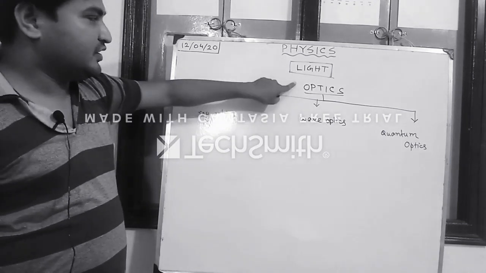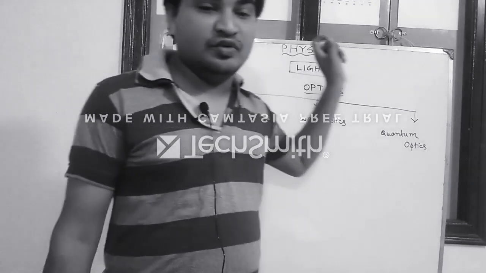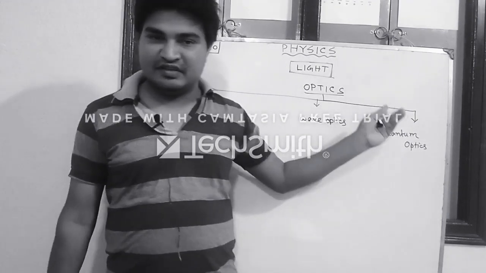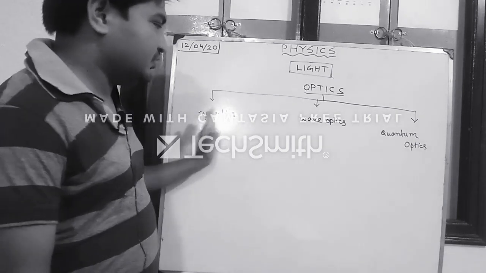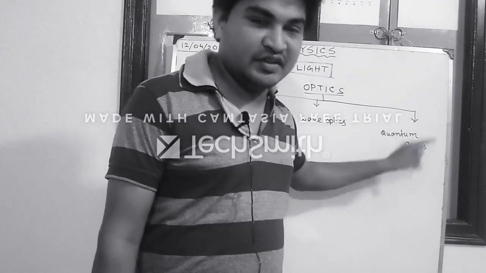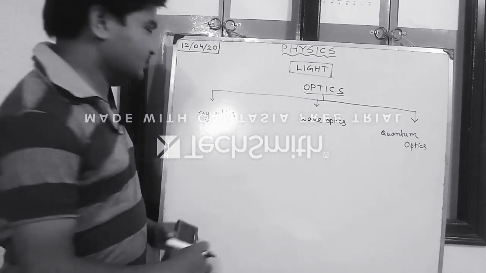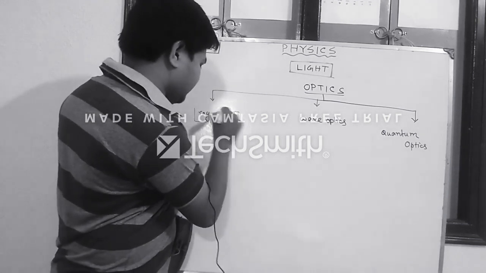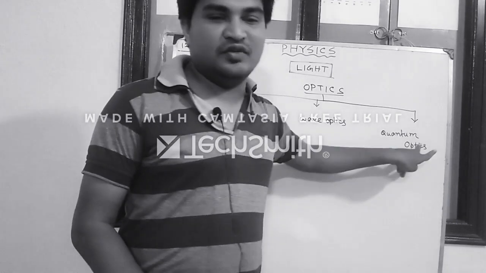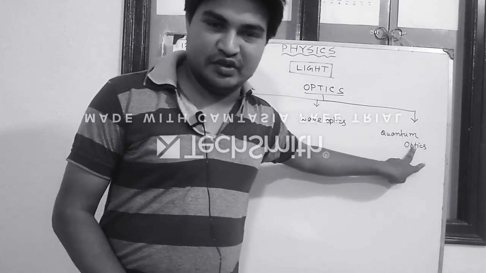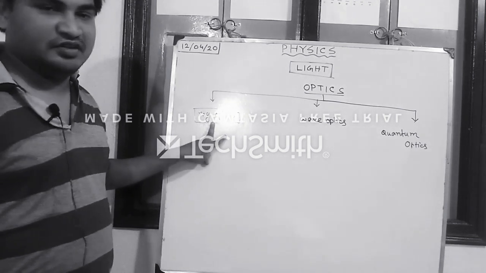So once again, optics is a branch of physics in which we discuss the nature and properties of light, and this optics is divided into three different parts, that is ray optics, wave optics, and quantum optics. Our study is limited only to ray optics. In your higher classes, you will learn about wave optics and quantum optics. For now, it's not required for you. Just stick to ray optics.